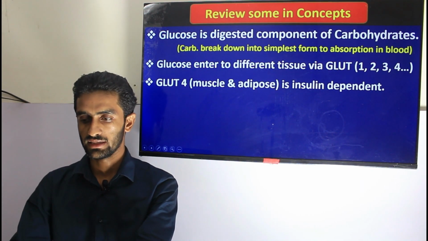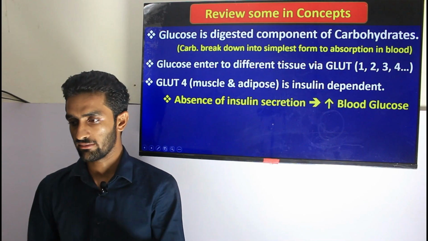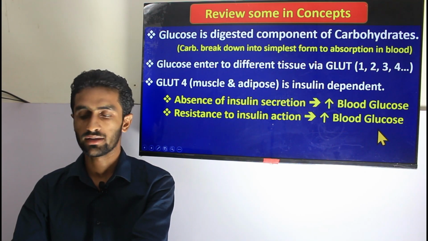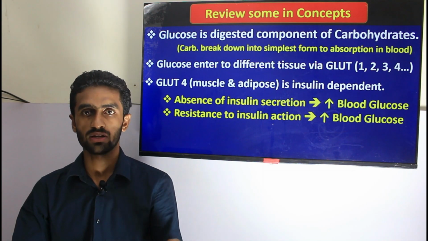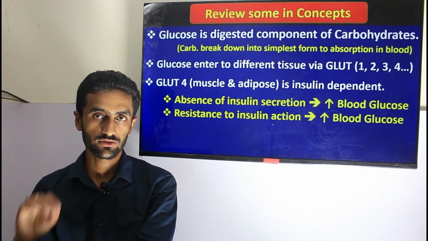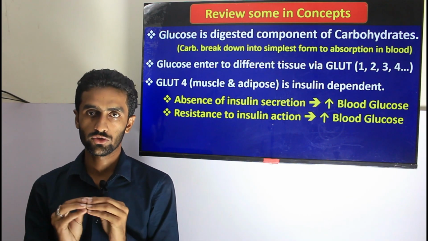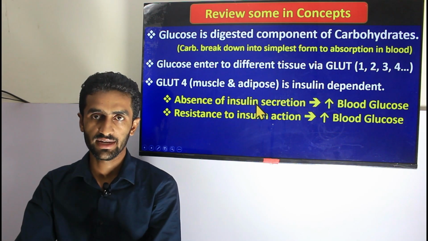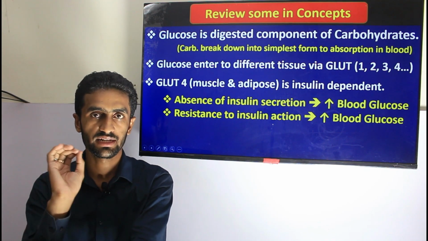So if there is an absence of insulin secretion, what will happen? Your blood glucose level will be increased. If there is resistance to insulin action, then there will be a blood glucose increase, because GLUT 4 is under the control of your insulin. So if there is low insulin, or you can say there is resistance to its action, eventually what will happen? The blood glucose increases. So if there is an absence of secretion, we call it type 1 diabetes. If there is resistance to insulin action, we consider it type 2 diabetes.